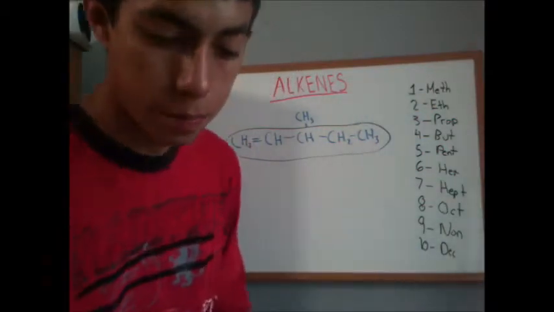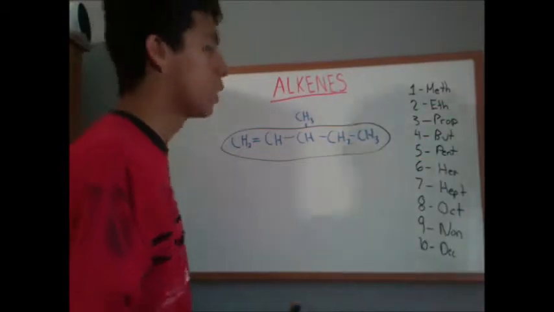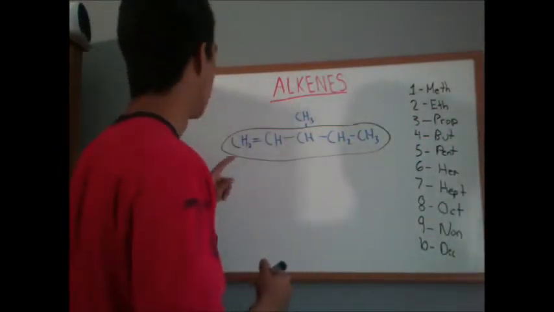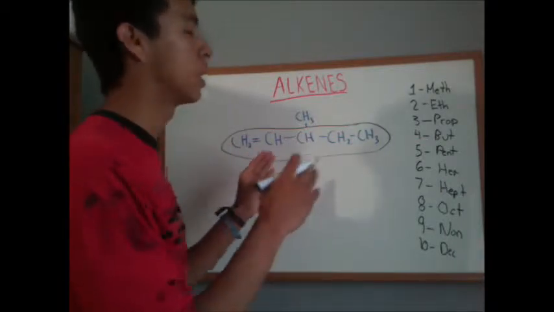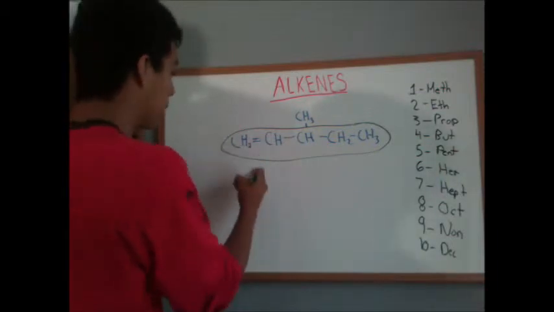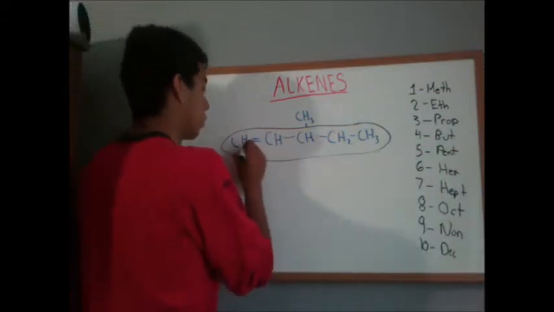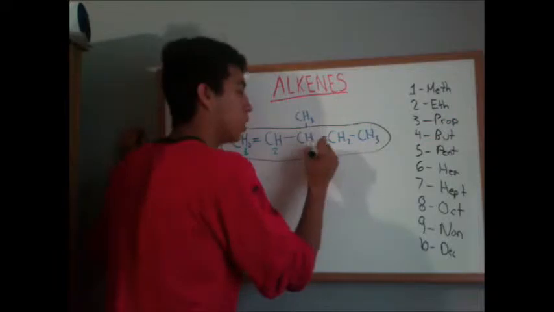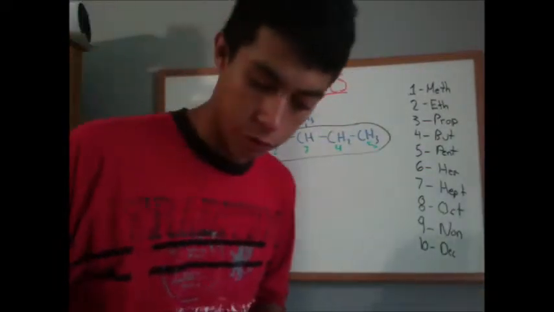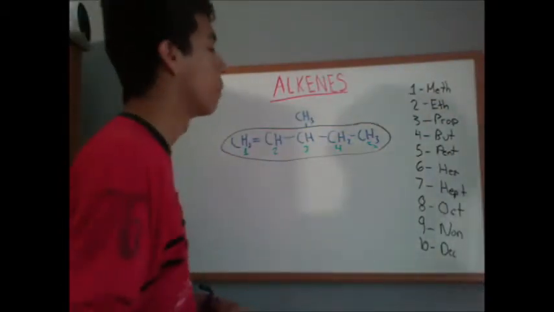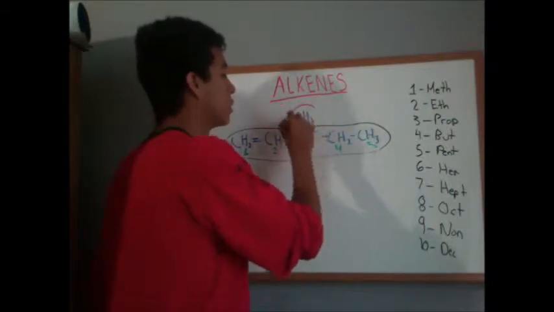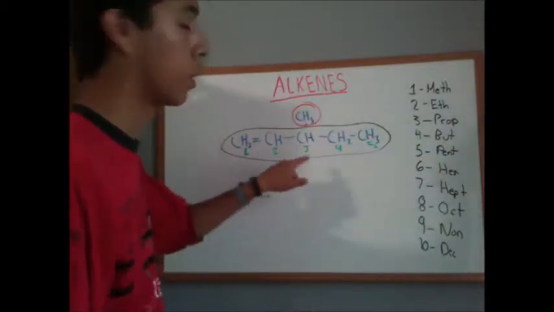The next step is to name it, and in alkenes we're going to start naming from the side that is closer to the double bond. In this case, it's closer here. So we're going to start naming 1, 2, 3, 4, and 5 carbons. After that, we're going to identify the substituents. In this case, we only have one substituent, on carbon number 3.